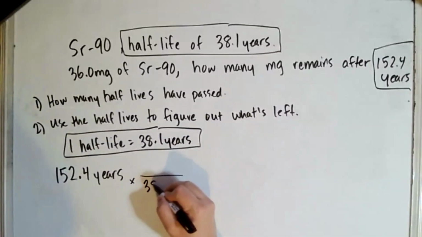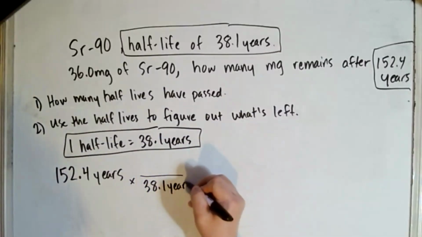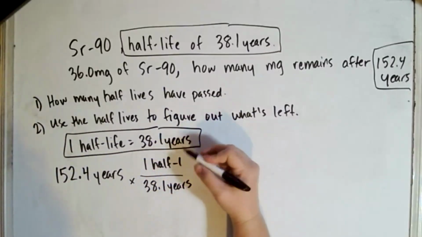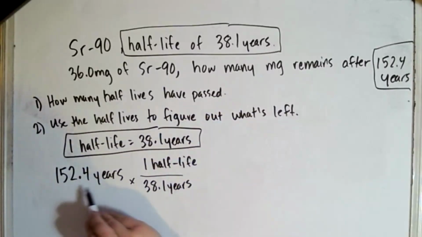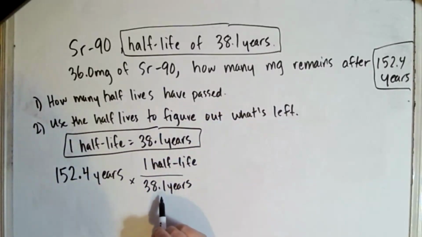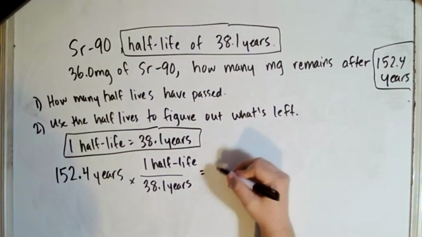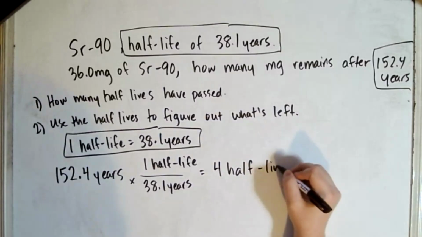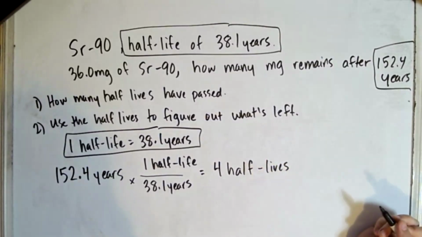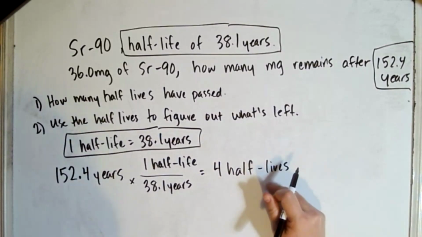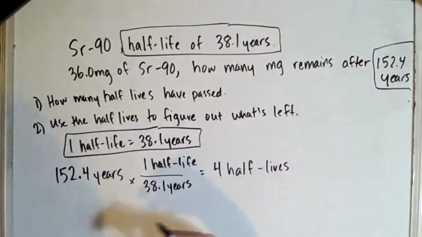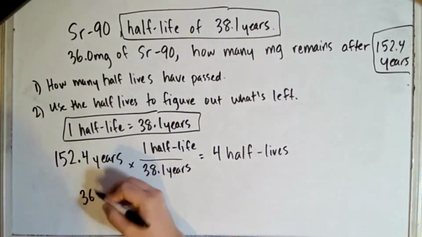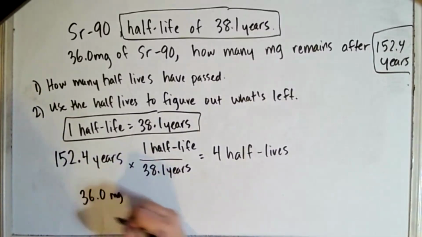Every 38.1 years is one half-life. So if we have 152.4 years, we're going to divide that by 38.1, and that tells us that we have 4 half-lives that have gone by. All right. Once we know how many half-lives have gone by, we can track the decay of our original compound. So if we have 36 milligrams, this is our initial amount.